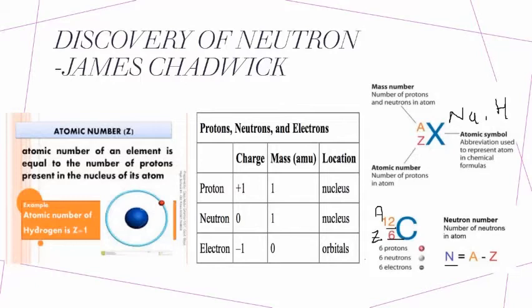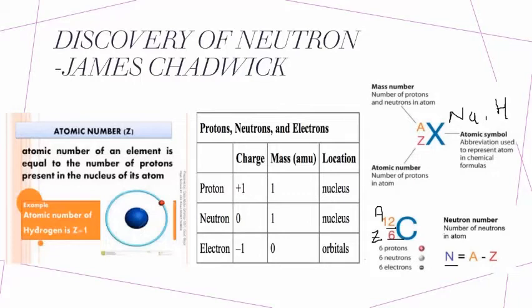So if they ask for the number of neutrons, you just need to subtract A minus Z, that is, mass number minus atomic number. A simple way to remember: the top number minus the lower number gives you the number of neutrons. And the number of electrons is also the same, this is 6.